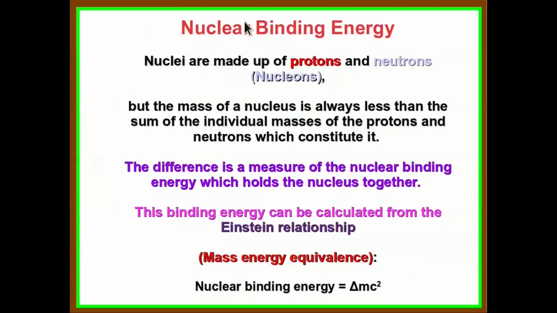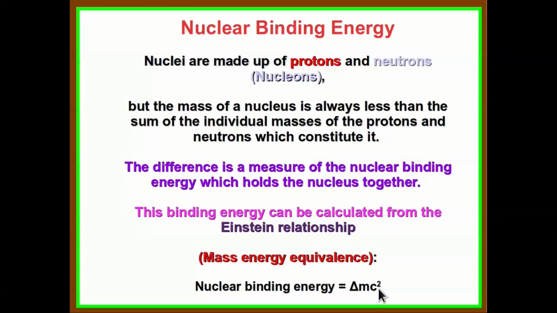Now coming to the nuclear binding itself, nuclei are made up of protons and neutrons, which we refer to as nucleons collectively, but it is found that the mass of a nucleus is always less than the sum of the individual masses of the protons and neutrons which constitute it. The difference in the mass is a measure of the nuclear binding energy which holds the nucleus together. Now this binding energy can be mathematically calculated from the Einstein relationship, which is essentially the mass energy equivalence. The nuclear binding energy will be equal to delta m times c squared, where delta m is the mass difference and c is the velocity of light in vacuum.